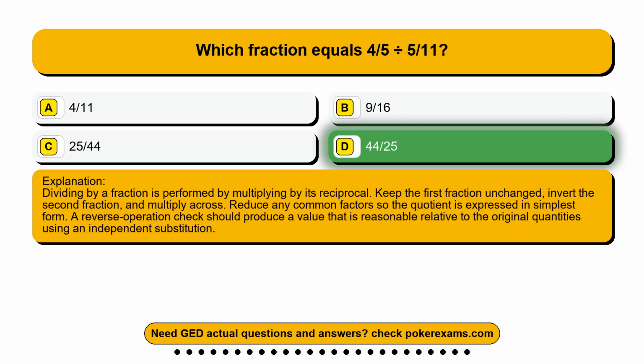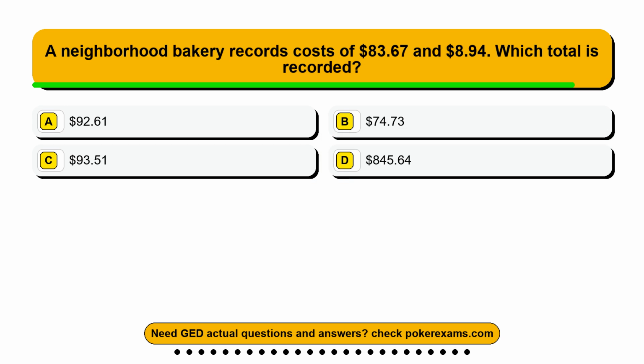Dividing by a fraction is performed by multiplying by its reciprocal. Keep the first fraction unchanged, invert the second fraction, and multiply across. Reduce any common factors so the quotient is expressed in simplest form. A reverse minus operation check should produce a value that is reasonable relative to the original quantities using an independent substitution.